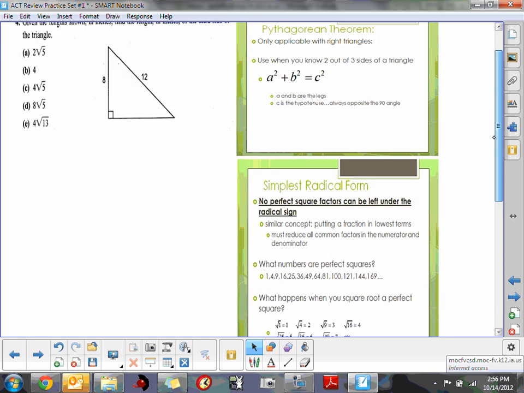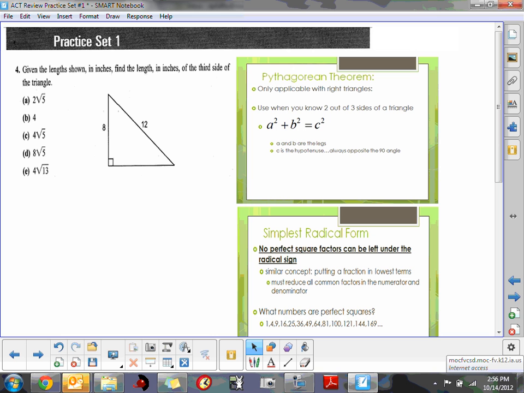So first thing, if we know 2 out of 3 sides of a right triangle, we can use the Pythagorean theorem. Make sure that it is a right triangle if you're going to apply the Pythagorean theorem. This one, if we have that square in the corner, means it's a right triangle, so the Pythagorean theorem is in play. So we pull up our formula, a squared plus b squared equals c squared.